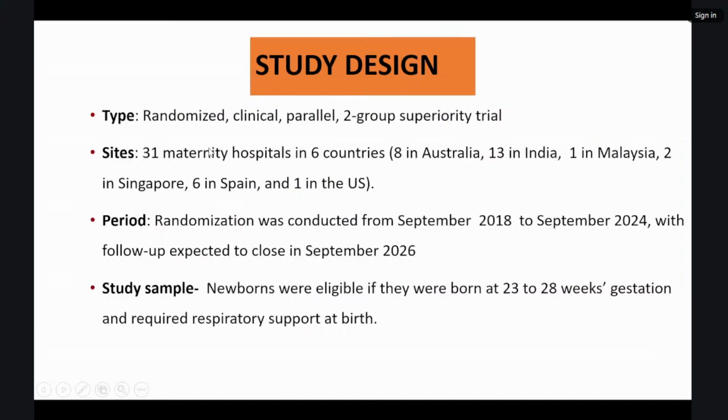So the study design: this was a randomized clinical parallel two-group superiority trial, done in 31 maternity hospitals in 6 countries: 8 in Australia, 13 in India, 1 in Malaysia, 2 in Singapore, 6 in Spain, and 1 in the US. Randomization was conducted from September 2018 to 2024, with follow-up expected to close in September 2026. The study sample was newborns eligible if they were born at 23 to 28 weeks of gestation and required respiratory support at birth.